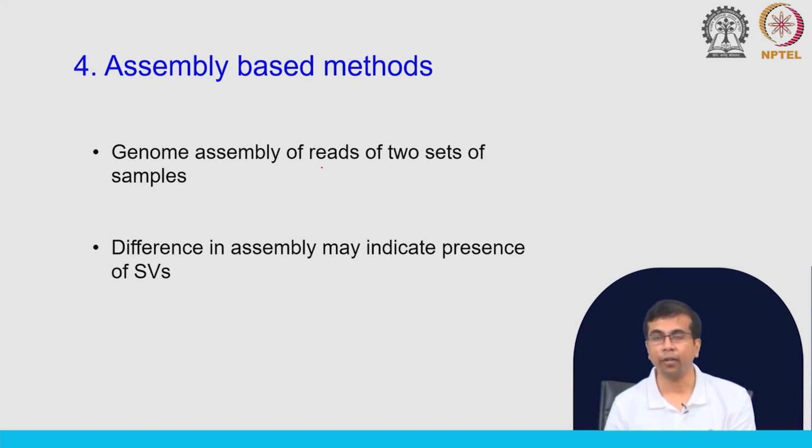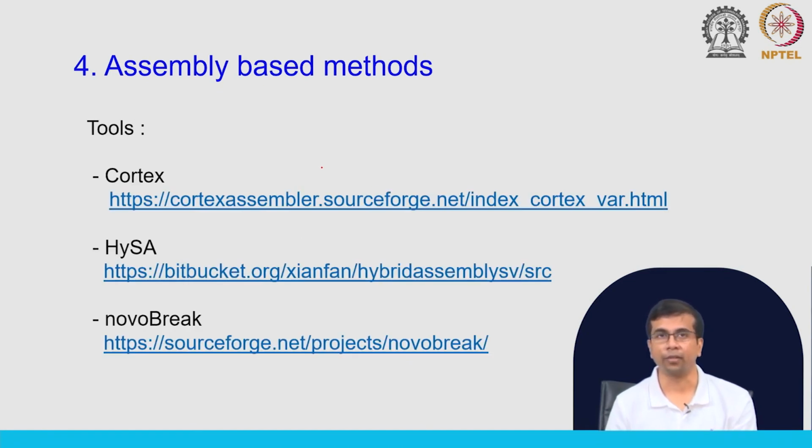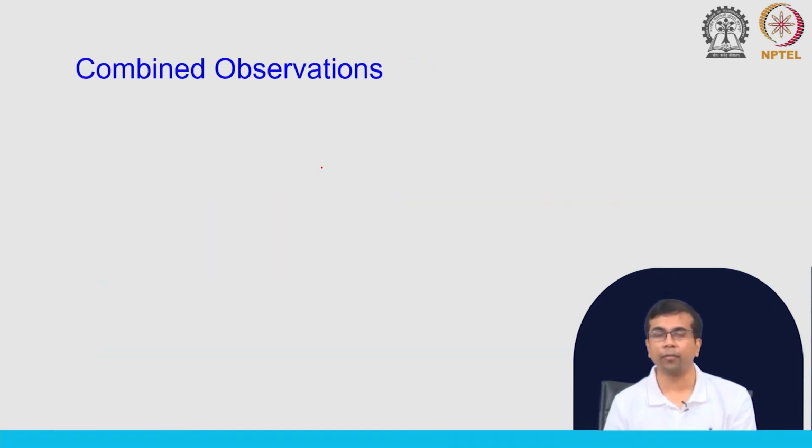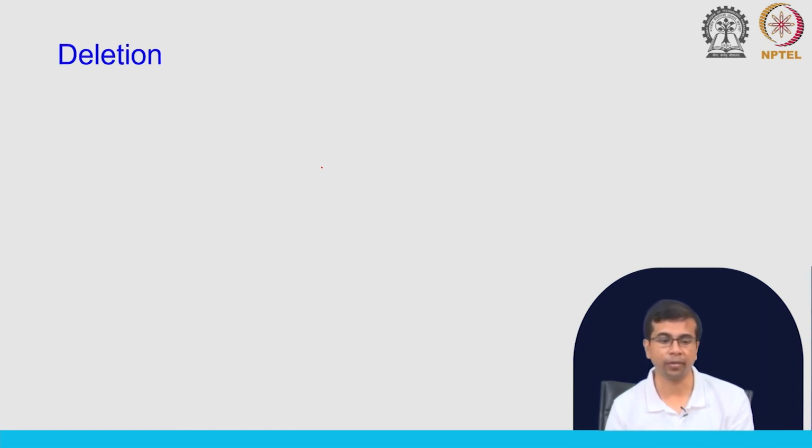Now, one of the limitations of this method is the computational requirements. Genome assembly is a very complex process, it requires a lot of computational time and resources. So, maybe this is not the best way to go about it. Right. Here are some tools that actually implement these assembly based methods for SV detection, and again you can look them up. Now, we can take these methods and have some sort of combined observations to actually identify different cases, different scenarios. Okay. So, we will discuss them briefly.